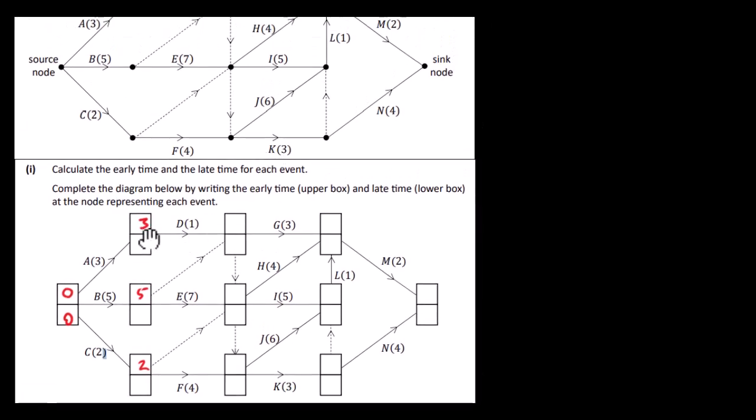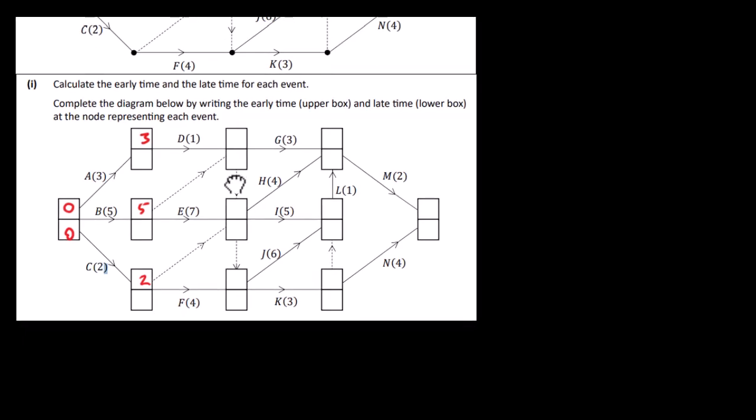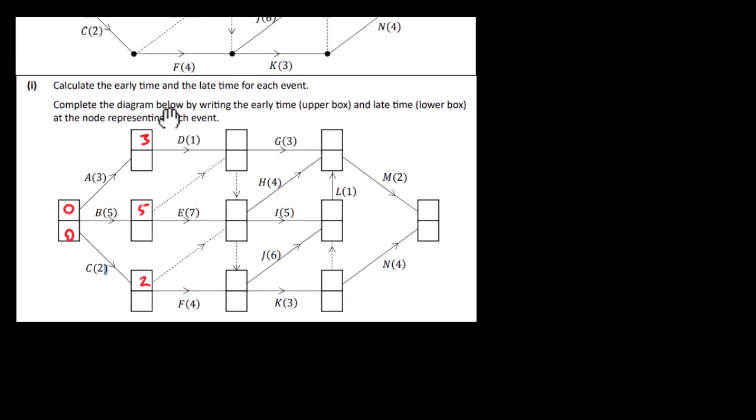Now when we come along here to D, we can see that it's going to take 1 day to do D, but if you look down along here, it's going to take 5 days to do B. So to be at this point here, is it going to be 4 days that we put in here, or is it 5 days? Well, it's going to have to be the larger of the two. It's going to have to be 5 days. So we're going to put 5 in here, because if we put 4 in here, we're going to be waiting a day for B to be completed.